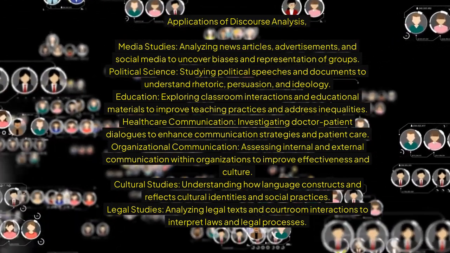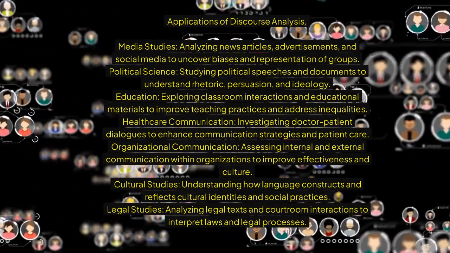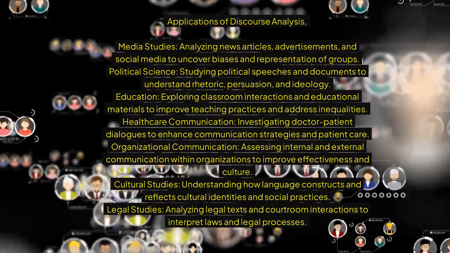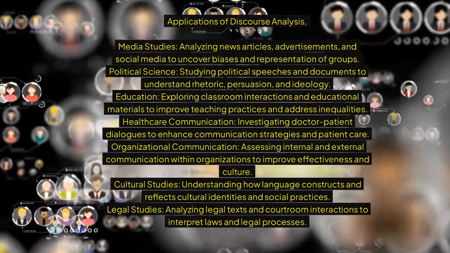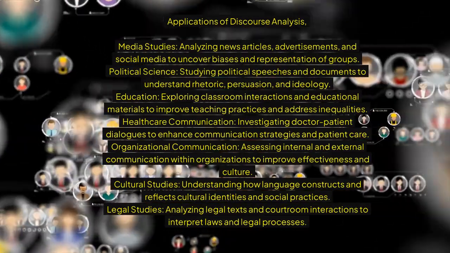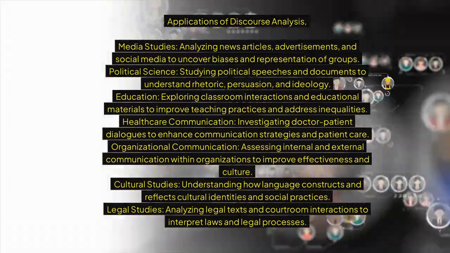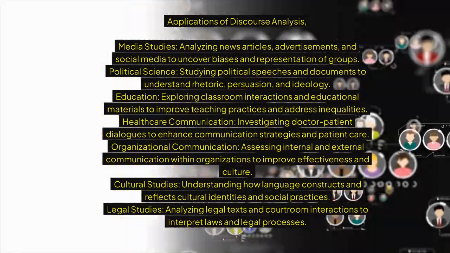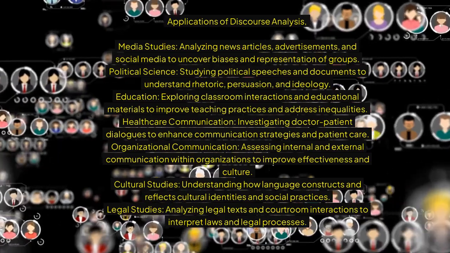Political science, studying political speeches and documents to understand rhetoric, persuasion, and ideology. Education, exploring classroom interactions and educational materials to improve teaching practices and address inequalities. Healthcare communication, investigating doctor-patient dialogues to enhance communication strategies in patient care.